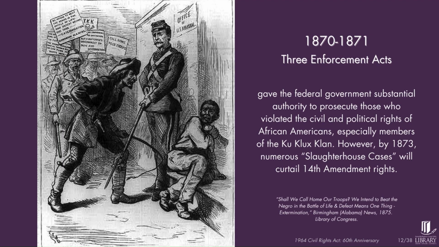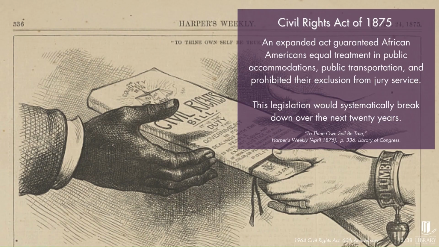Enforcement acts in the 1870s gave the federal government substantial authority to prosecute those who violated the civil and political rights of African Americans, especially members of the Ku Klux Klan. The Civil Rights Act of 1875 guaranteed African Americans equal treatment in public accommodations, public transportation, and prohibited their exclusion from jury service. This legislation would systematically break down over the next 20 years.